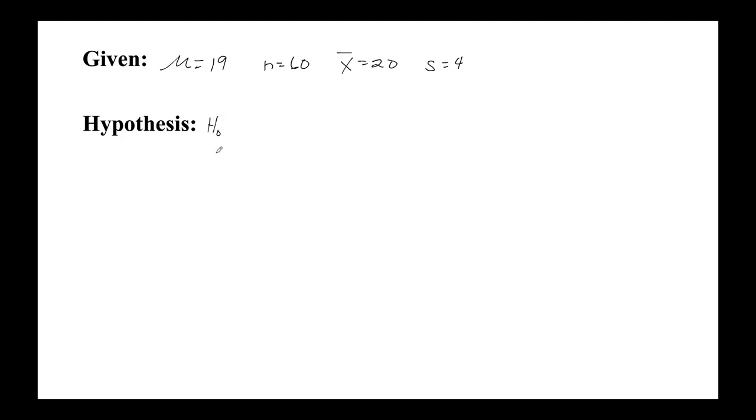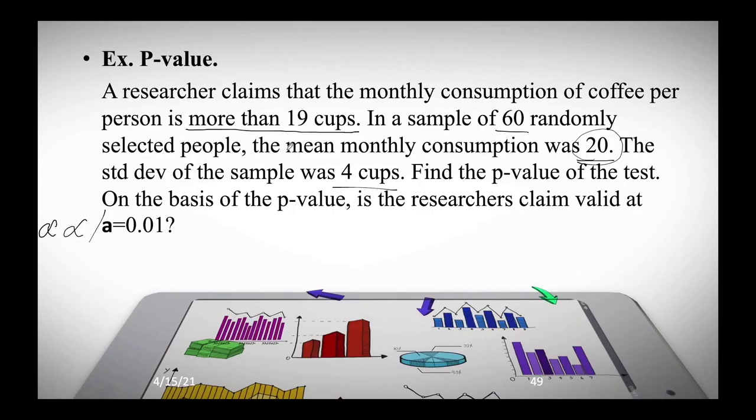So, H sub 0, H sub 1, null, and alternative. So, we have here the mu. For the claim, as you can see, is the researcher's claim valid at 0.01? Ano yung claim ulit? Find the p-value of the test on the basis of p-value. So, ito yung magiging claim nila. The monthly consumption of coffee per person is more than 19 cups. Ito yung claim. Tignan nyo ulit. More than 19 cups.